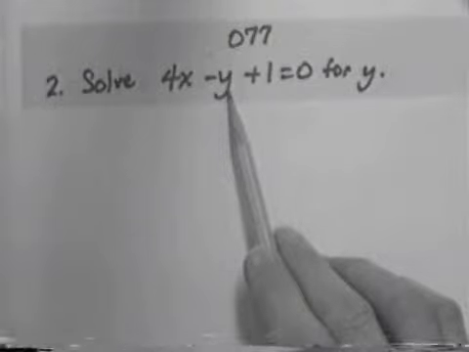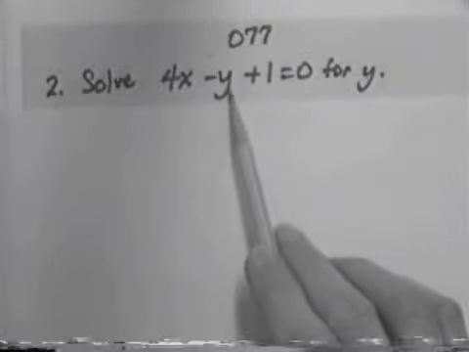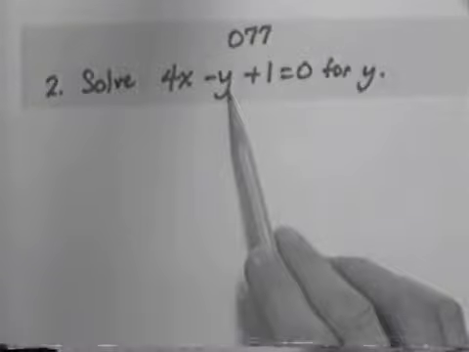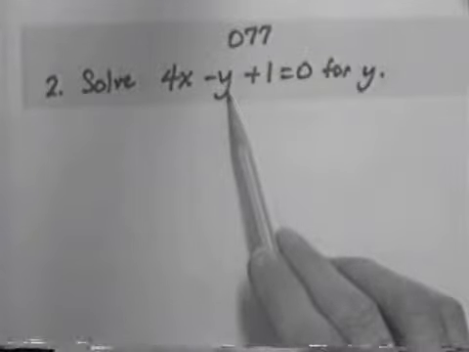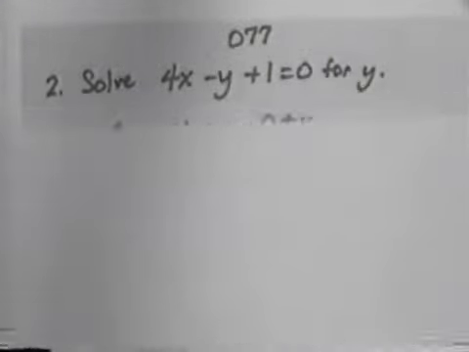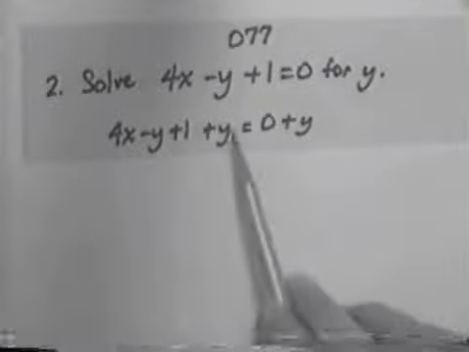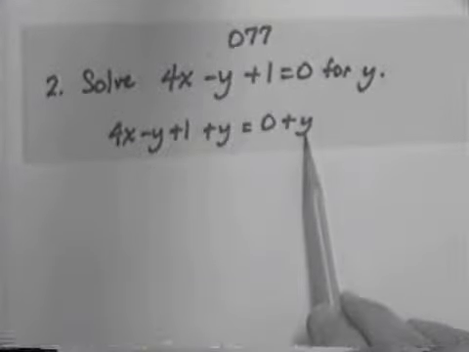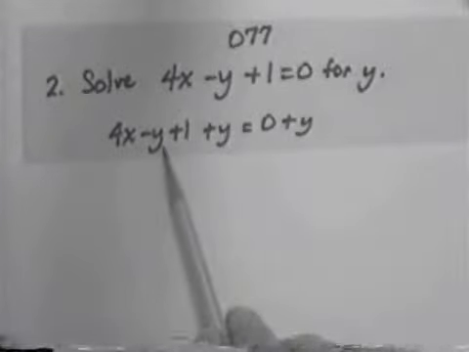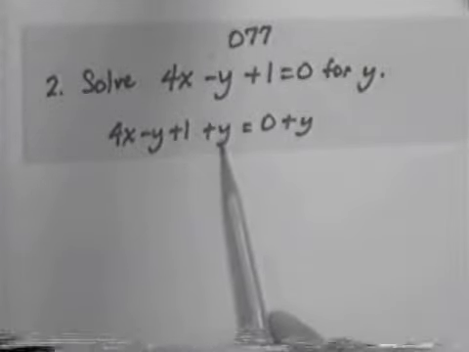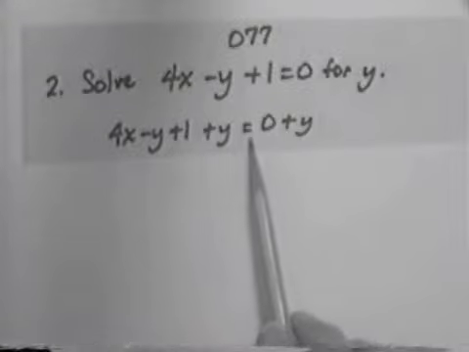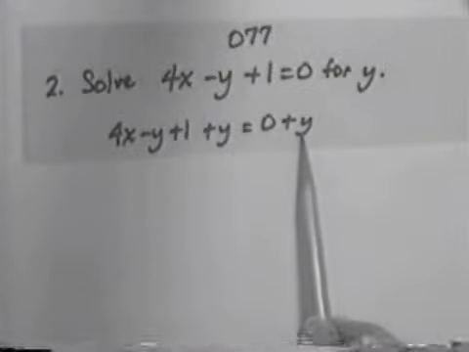Let's be efficient about it and add y to both sides. So I'll add y to both sides. This is a bit different from what you might expect. We'll add y to both sides. Now on the left we have 4x subtract y plus 1 add y is equal to 0 add y.